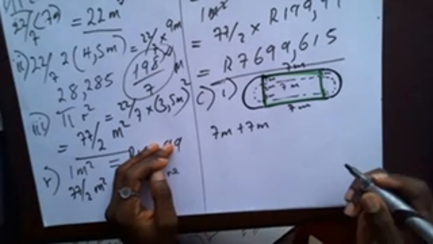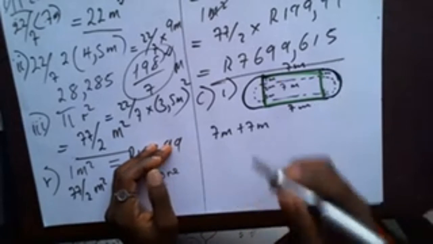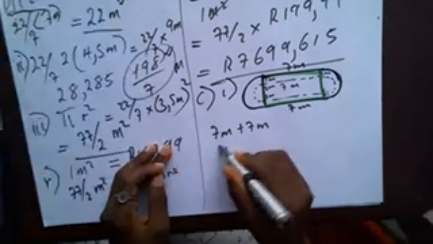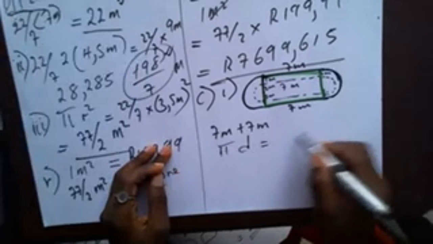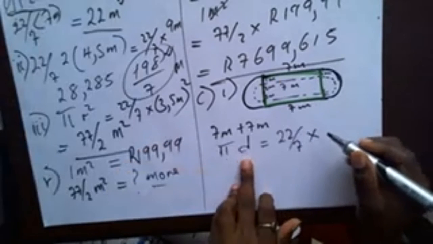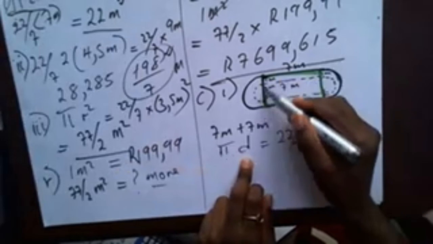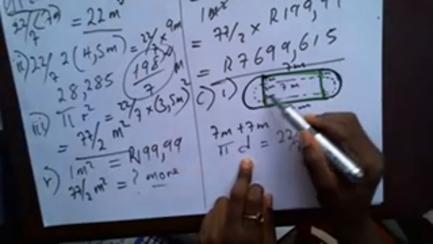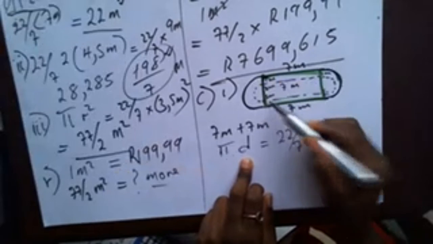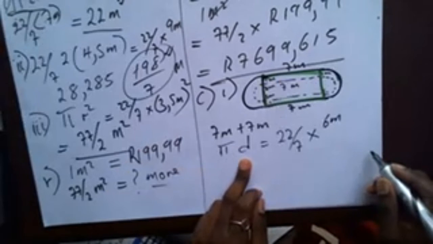First I need to figure out the circumference of the circle. For the circumference of the circle, I use the formula. I already know the formula: pi times d. Pi is always 22/7, it never changes. D is the diameter of the circle. What is the diameter? I have 2 meters here and 2 meters here. That makes 4, plus 1 meter plus 1 meter. I have 6 meters. So this is going to be 6 meters. That is the diameter.